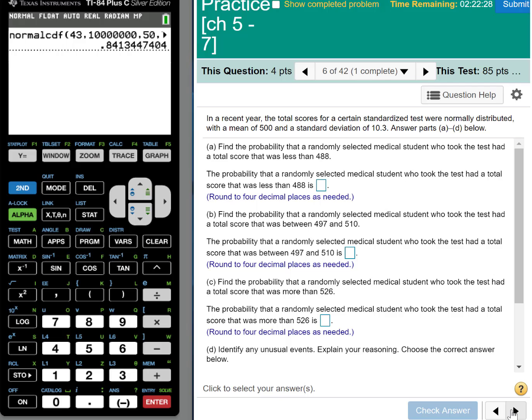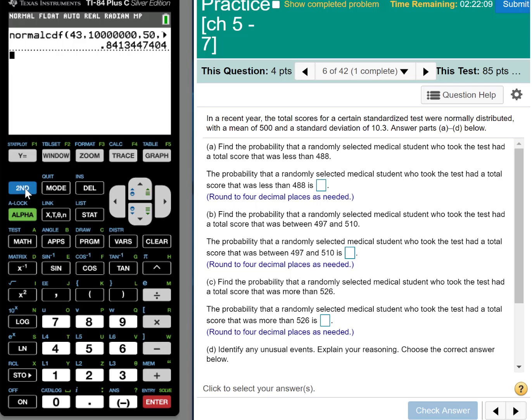In a recent year, the total scores of a certain standardized test were normally distributed with a mean of 500 and a standard deviation of 10.3. Answer parts A to D. What's the probability that randomly selected medical students who took the test had a total score of less than 488?